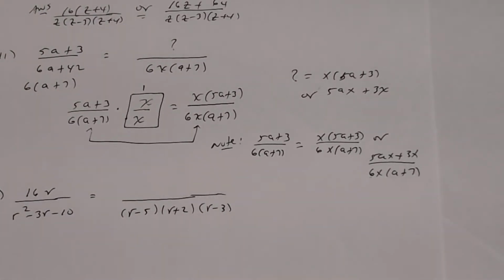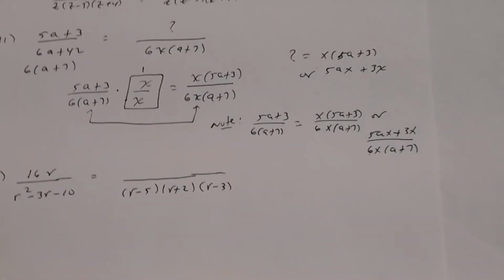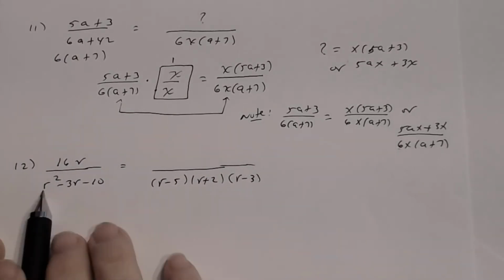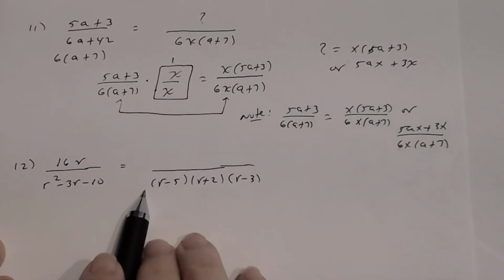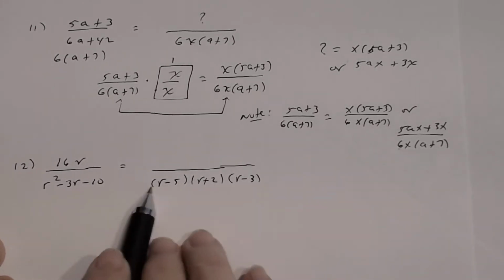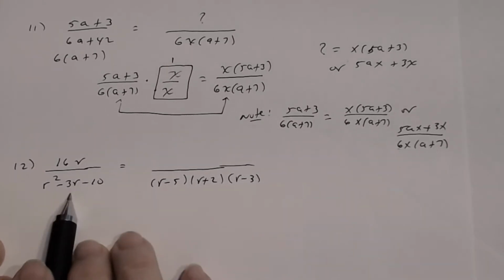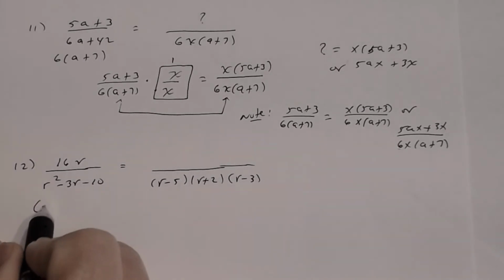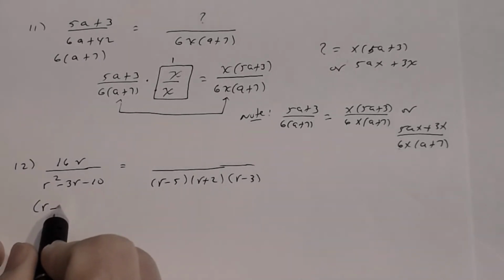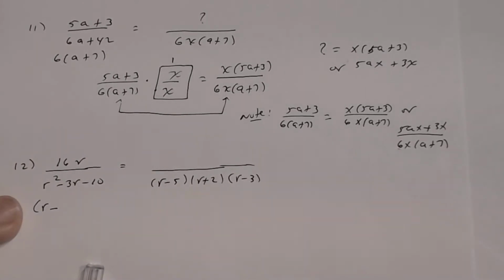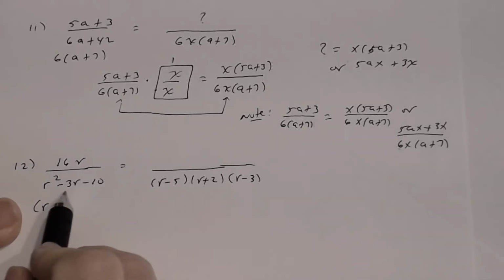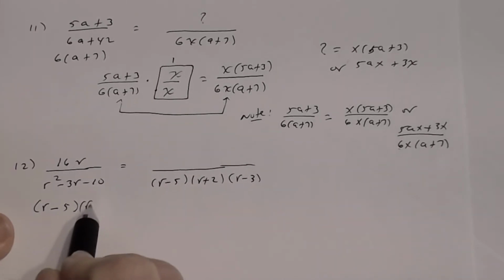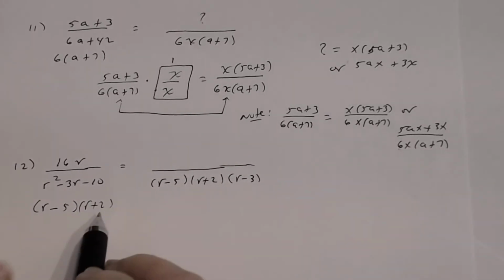All right. Number 12. So in number 12, we have this. Notice you want to write an equivalent rational expression that has these denominators. It has these factors. So this is already factored. It's already in factored form. This is not. So let's go ahead and factor this. So this will be r minus, let's see, what's that? Let me just double check. Okay, so no, I'm good. So that's going to be r minus 5 times r plus 2. I'm going to double check. Yep.